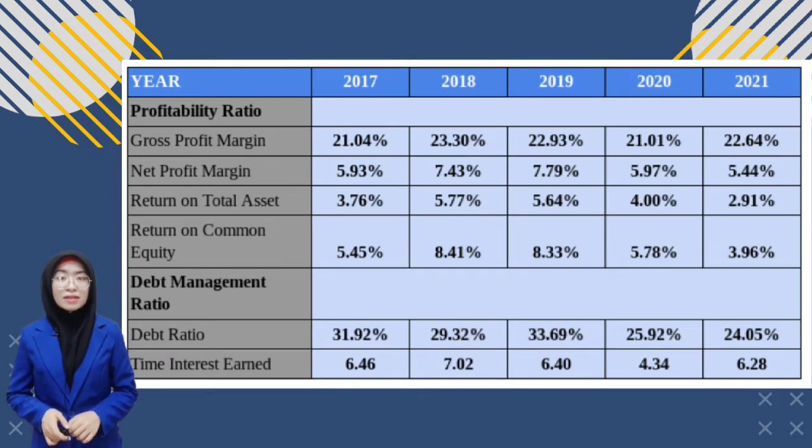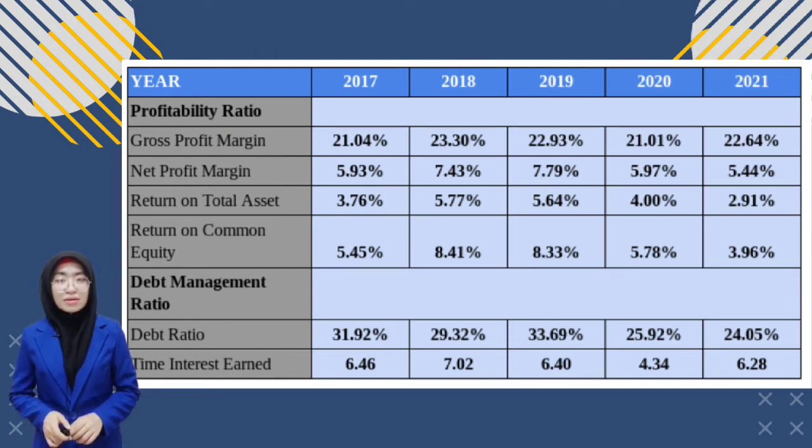Thirdly, profitability ratio performance. For gross profit margin, the ratio fluctuates from 2017 until 2019. Then the ratio shows a slight increase from 2020 until 2021. For net profit margin, there is an increasing trend from 2017 until 2019. However, the ratio decreased from 2020 until 2021.